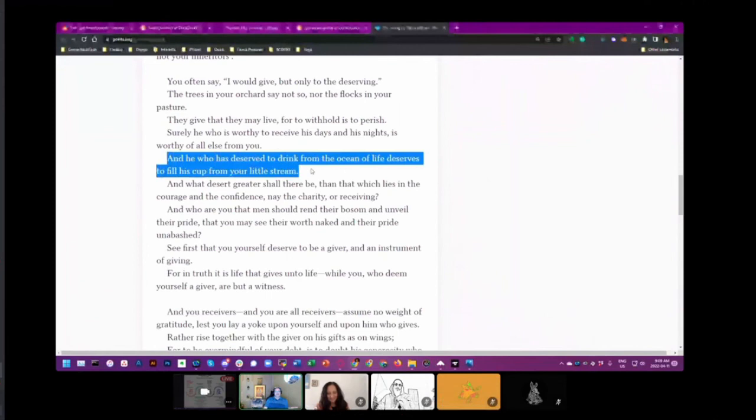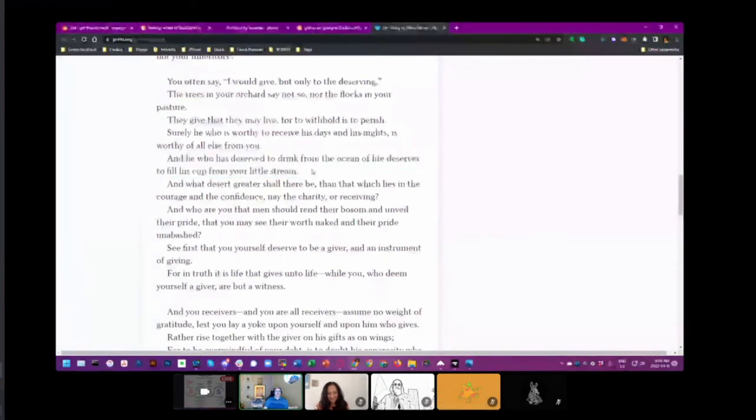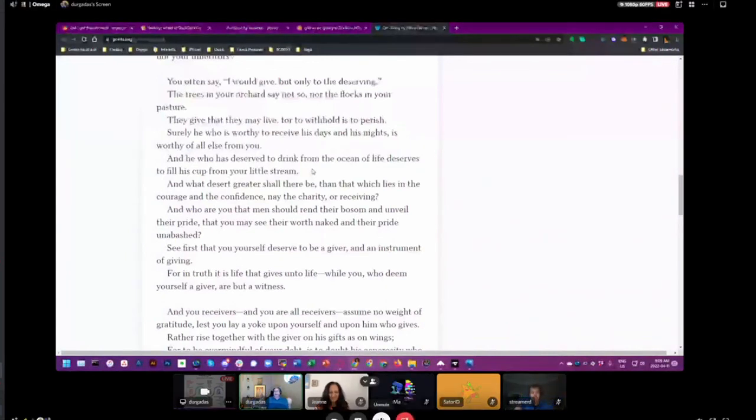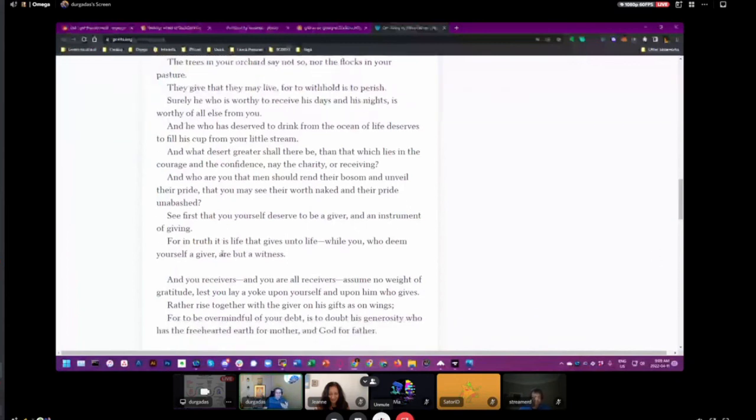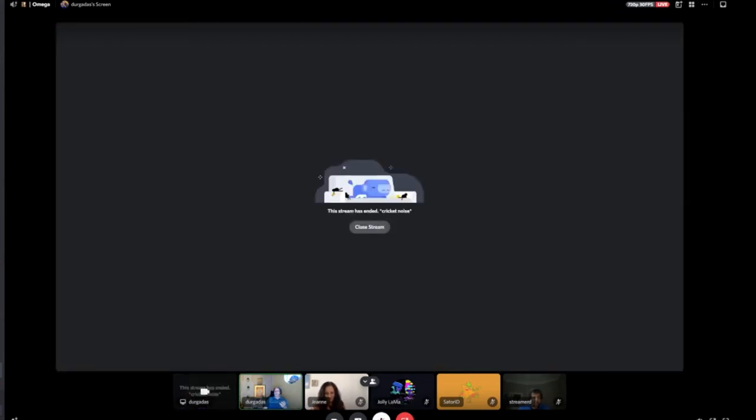And at the end, this part I love. He who has deserved to drink from the ocean of life deserves to fill his cup from your little stream. That's the commons right there. That's Eleanor Ostrom. It doesn't take a genius to see this stuff, but I don't know why we don't think about things like this when we're doing reward systems. So I like to make these kinds of connections. If you want to give somebody something, what is the way in which you're giving?